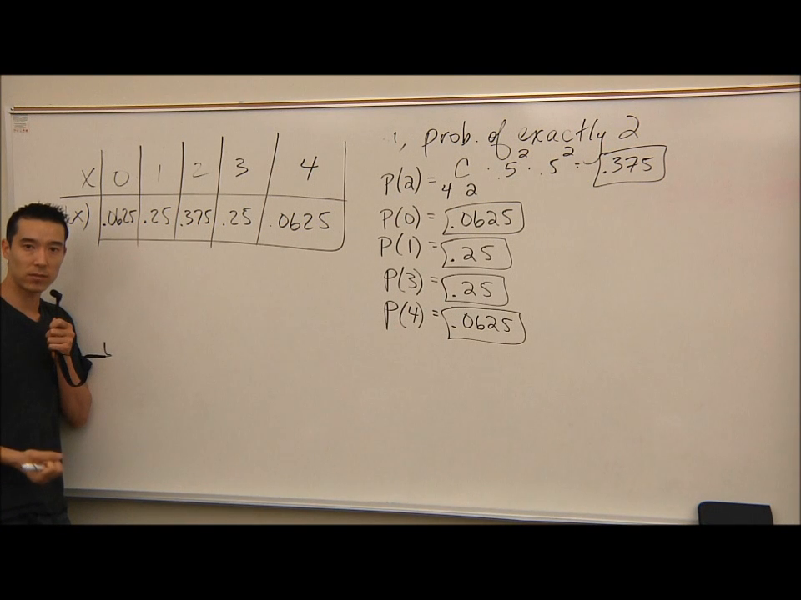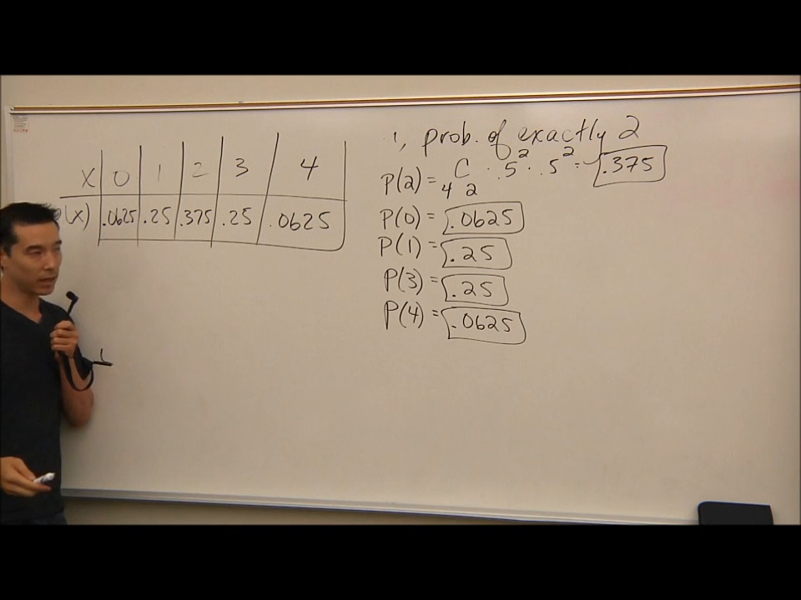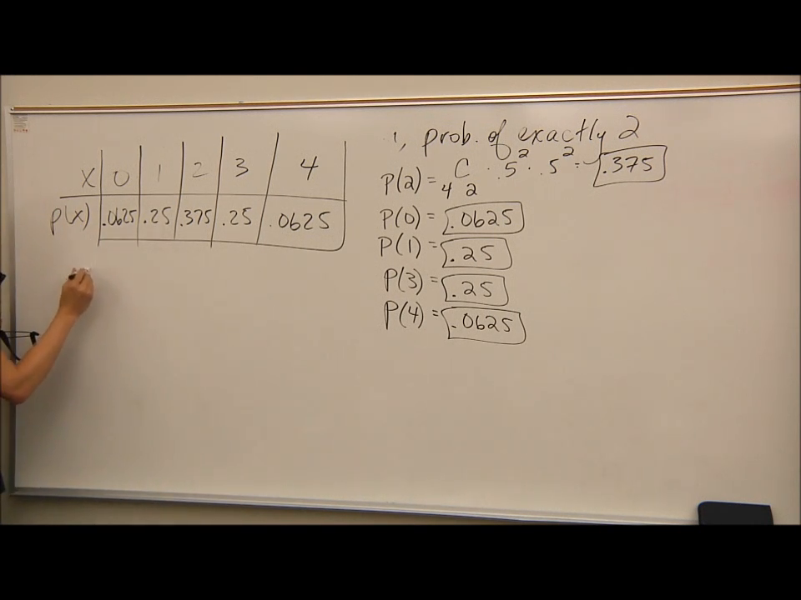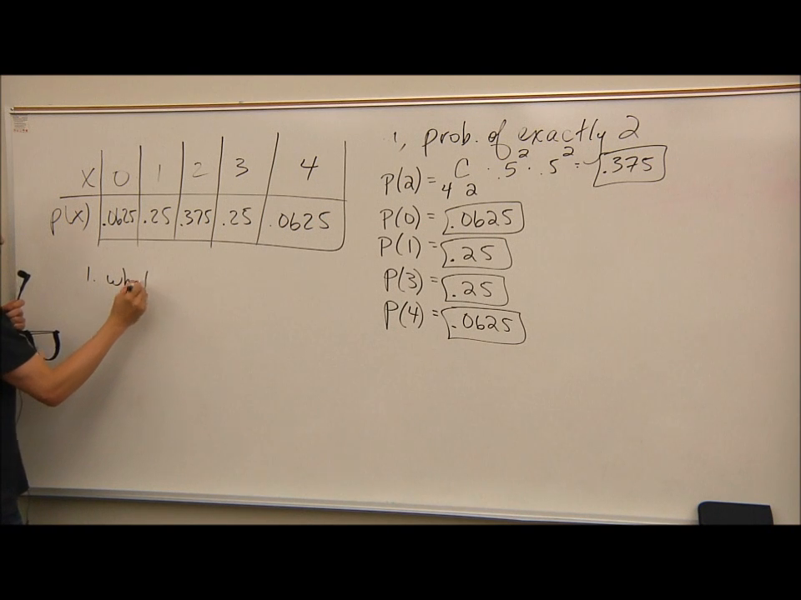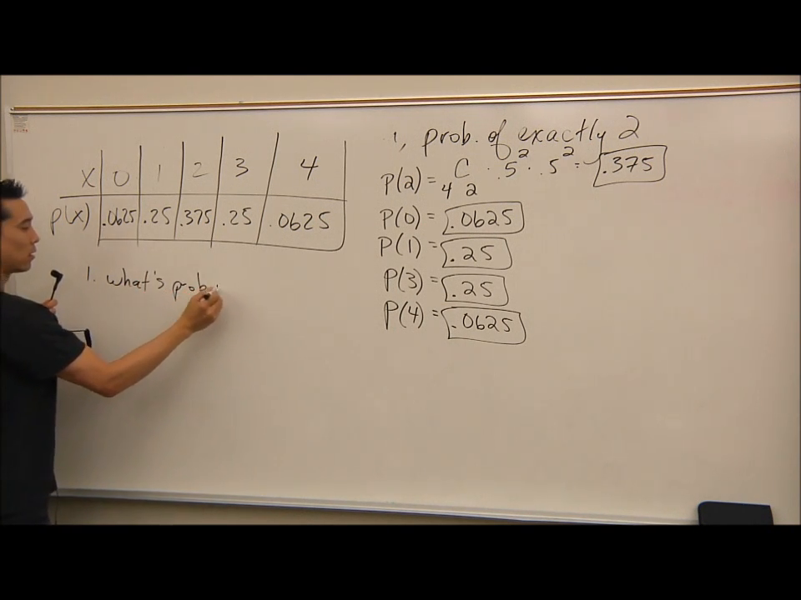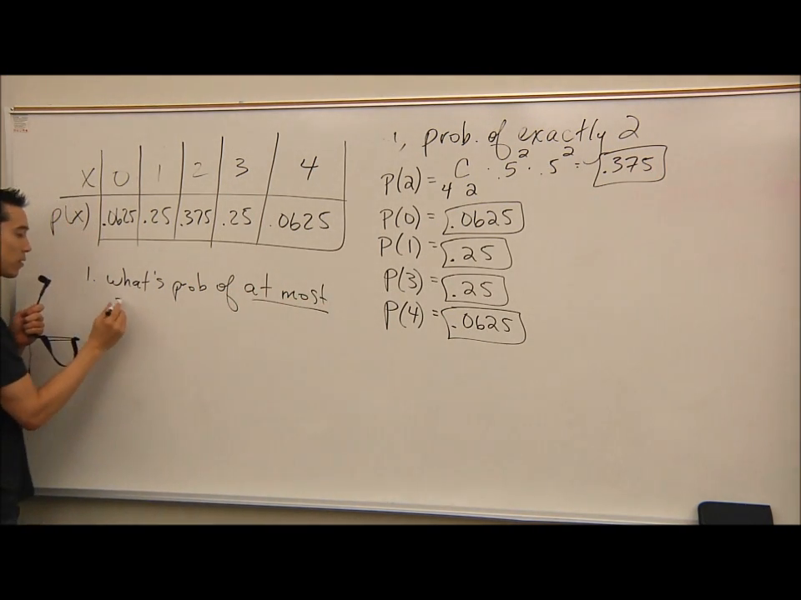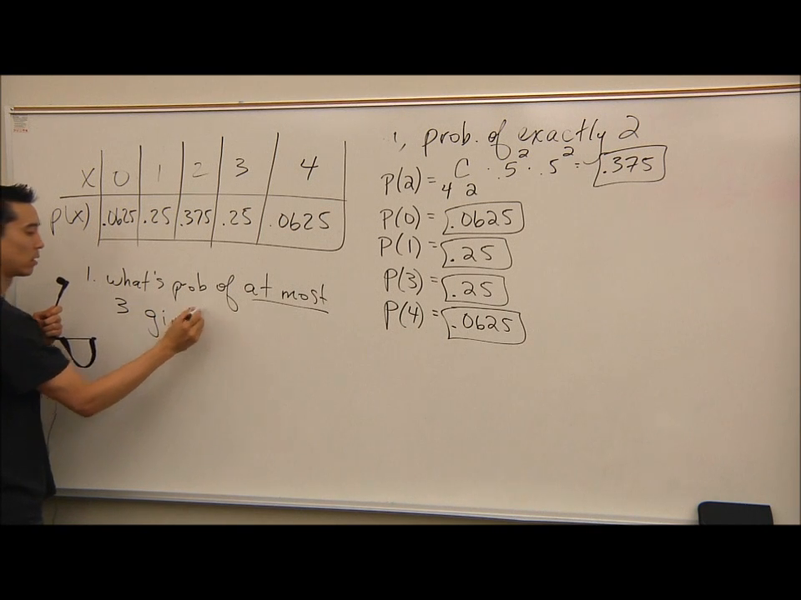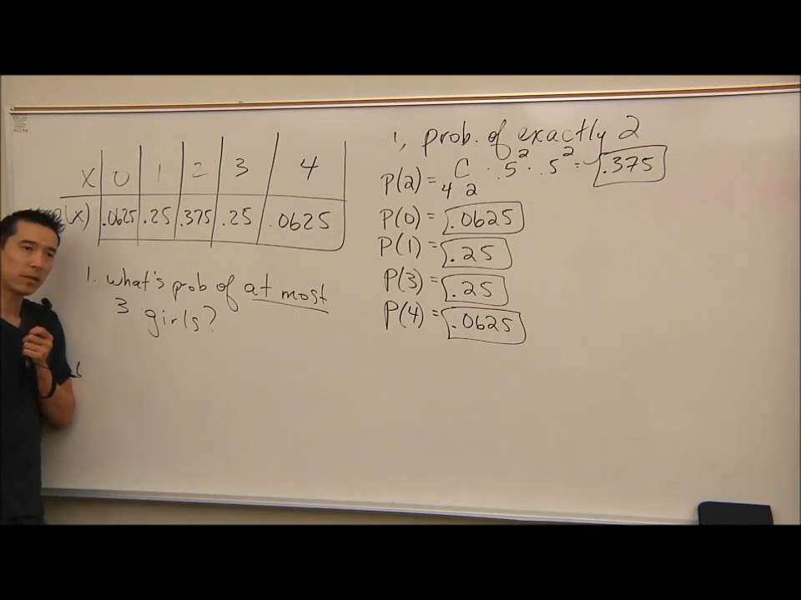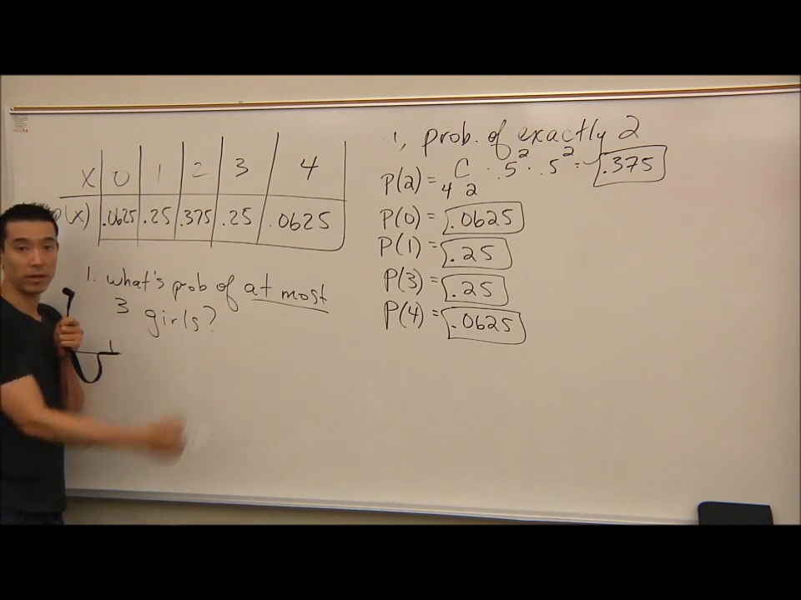In all of these problems, we ask, what's the probability of getting exactly 2 girls? What's the probability of getting exactly 1 girl, okay? But now I can ask questions like, number 1, what's the probability of, at most, 3 girls? What does at most 3 mean? At least 3 would be 3 and above. At most 3 would be 0, 1, 2, and 3, right?